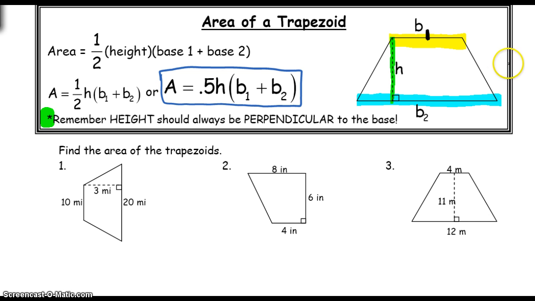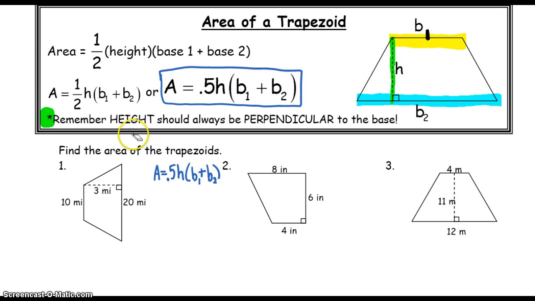Find the area of the trapezoids. All right, so first thing you always want to do, especially so you can have it memorized for your quiz and your test in my class, is write down the formula. So area equals 0.5 times height, parenthesis, base 1 plus base 2. And then the next thing you need to do is identify, well, what are those in our picture?